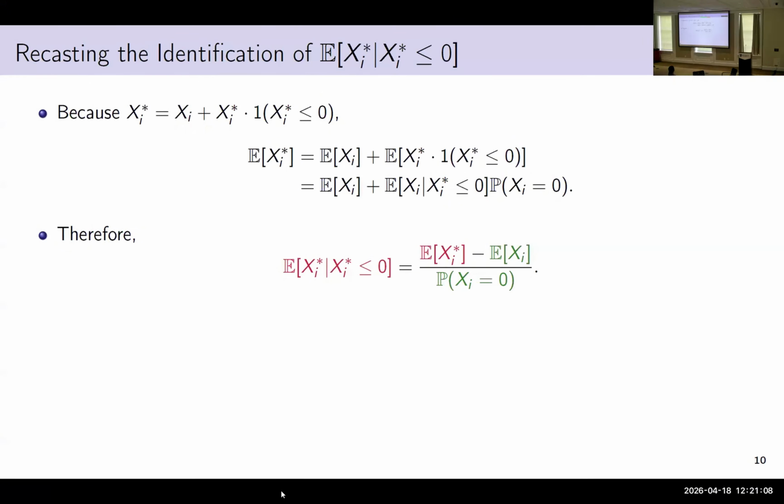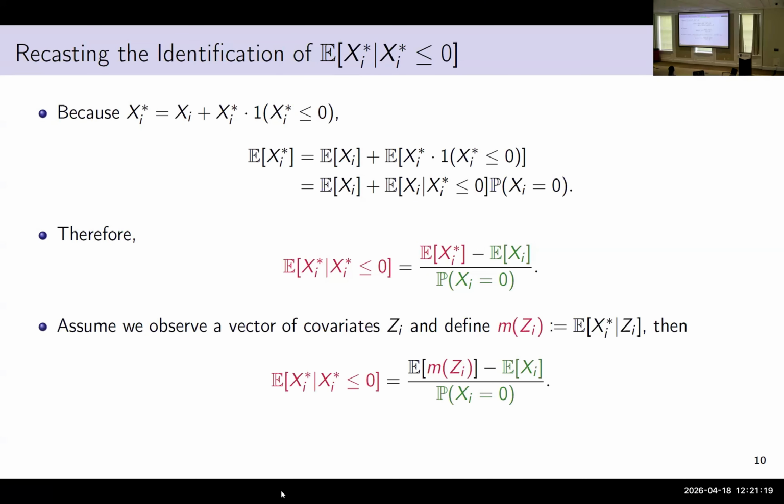But it feels a little circular, no? I'm saying I don't know how to identify this, and then I write it as something that I also don't know how to identify. So what are we getting? Assume you observe a vector of covariates, and I think all data sets I know have covariates, so that feels like a very cheap assumption. Define m of z as the conditional expectation of x star on z. This is just a definition. Now, identifying whatever we wanted equals identifying the expectation of m of z.